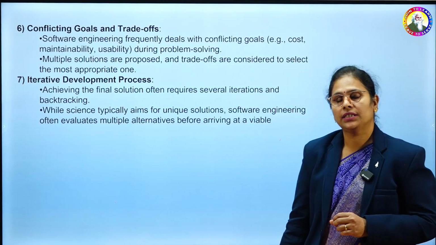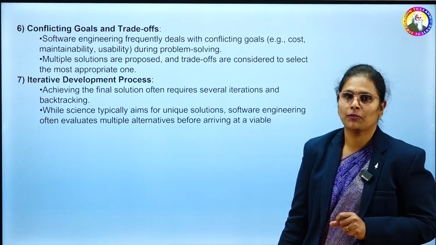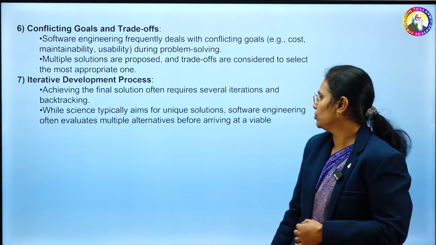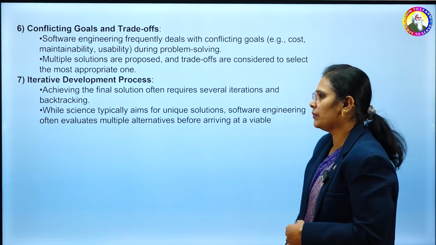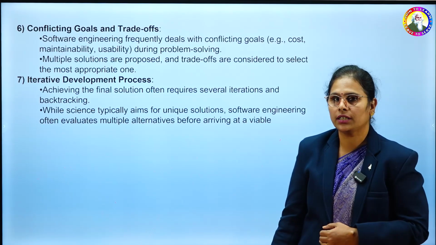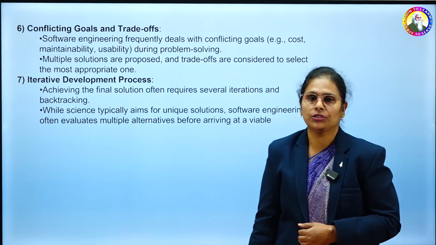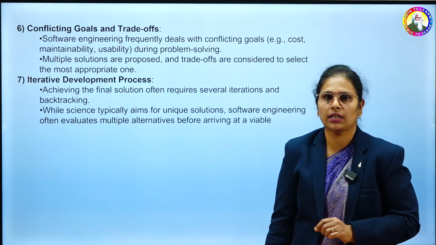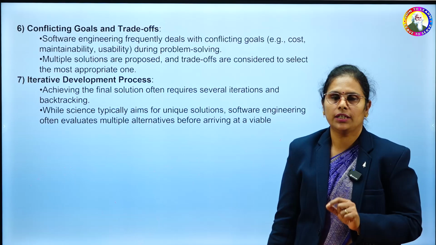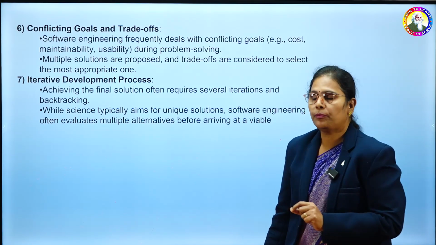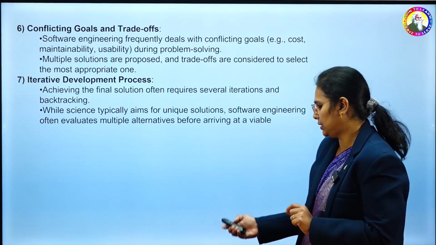So in order to finally obtain the end product or the end project, a number of iterations and backtracking have to be performed. While science typically aims for a unique solution, software engineering often evaluates multiple alternatives before arriving at the viable, final solution. That depends upon different projects. A solution for a banking application will be different from a solution for an e-commerce application. So in order to obtain this viable solution, a unique process has to be obtained by implementing the software engineering principles.